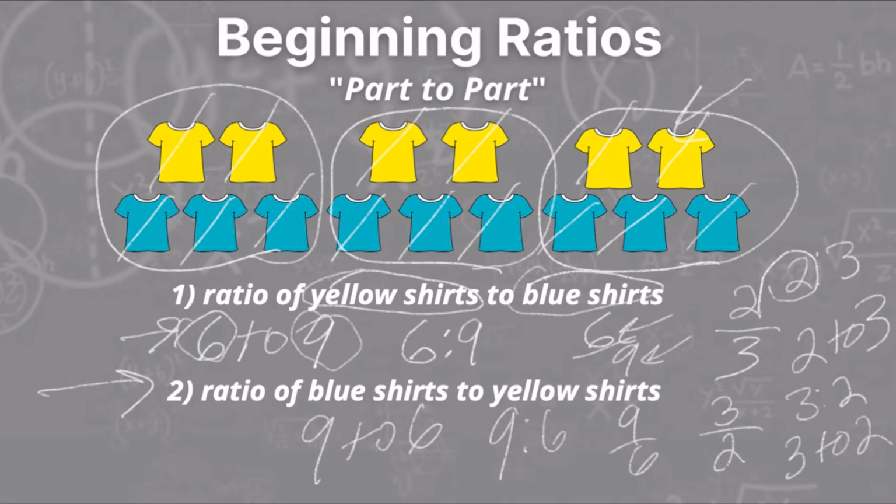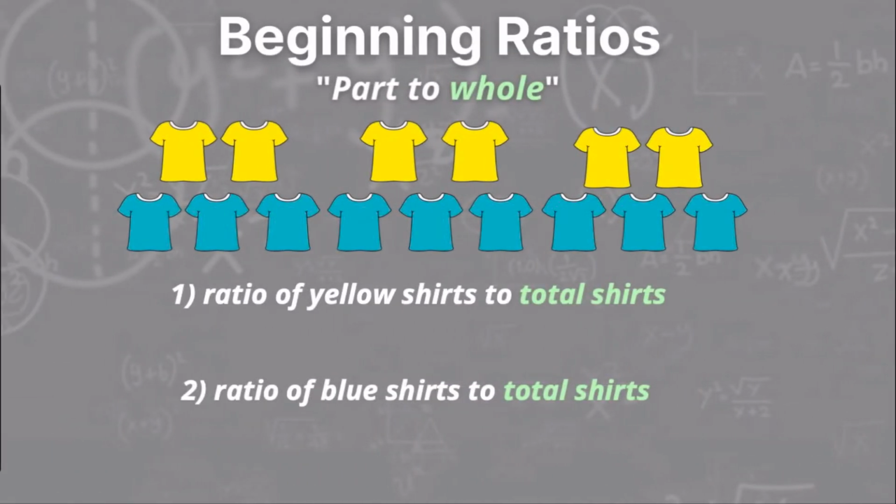Now let's talk about part to whole. In this next part, we're going to look at the ratio of yellow or blue t-shirts to the total number of shirts. So we're looking at the ratio of a part of the group to the whole of the group. Let's look at our first question, the ratio of yellow shirts to total shirts.